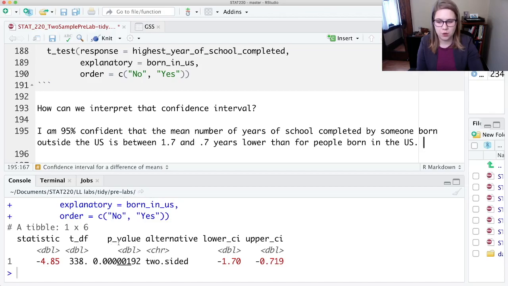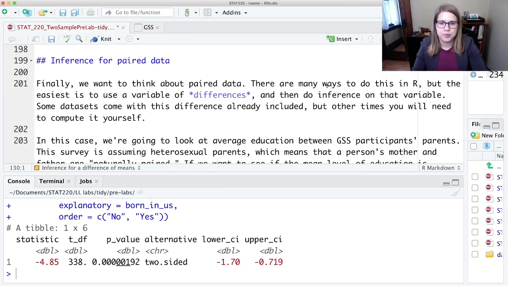We rejected the null, we said that we thought that there was a difference, and then we got this confidence interval that was pretty easy to interpret because it was all negative. So the last thing that I want to think about is inference for paired data. This only works if there's a natural pairing in your data. Probably in lecture you've heard about the ideas of twins, or pre and post testing on the same individuals, but there's other ways that data could be naturally paired.